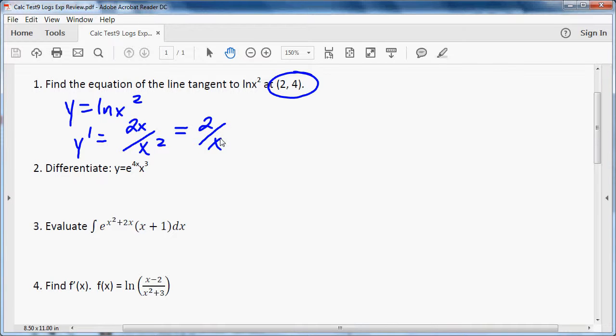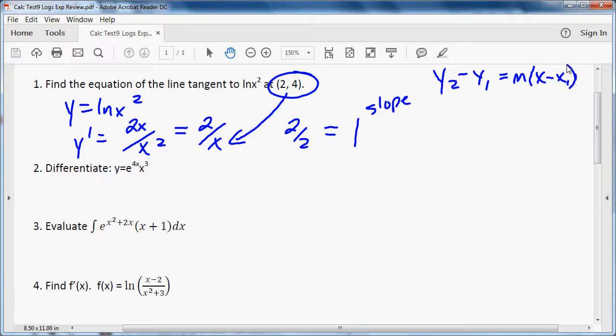And we need to plug our x value in right here. So we get that the slope is 1, because the derivative at x equals 2 is equal to 1. So now we have the point, which is circled, and the slope right here, which is 1. I'm going to use the point slope form. Sorry, it should just be y minus y1. So y minus our y value, which is 4, equals our slope, 1, times x minus the x value, which is 2. You can leave the answer like that if you want, or you can solve for y by just adding the 4 over to the other side and getting y equals x plus 2.